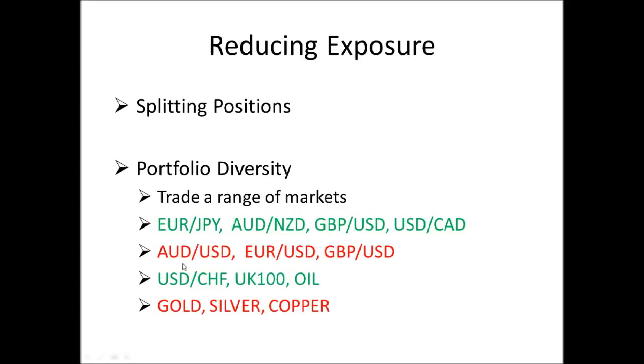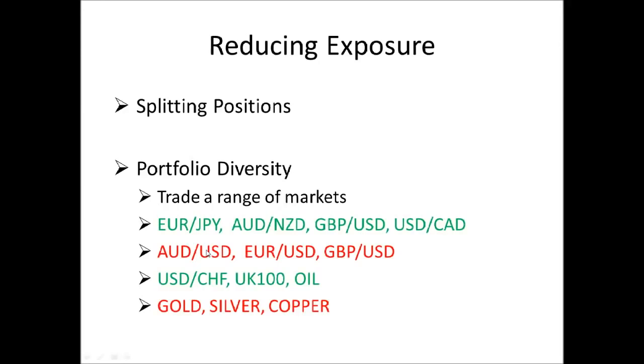A portfolio I wouldn't suggest would be something like the Australian dollar, US dollar, euro, US dollar, pound, US dollar. The reason being you have a large exposure to the US dollar. And all of these currency pairs have strong correlation. So if one moves down, it's likely the others could also move down. If one moves up, it's likely the others could also move up. Whereas in the first example, there is very little correlation between these currency pairs.